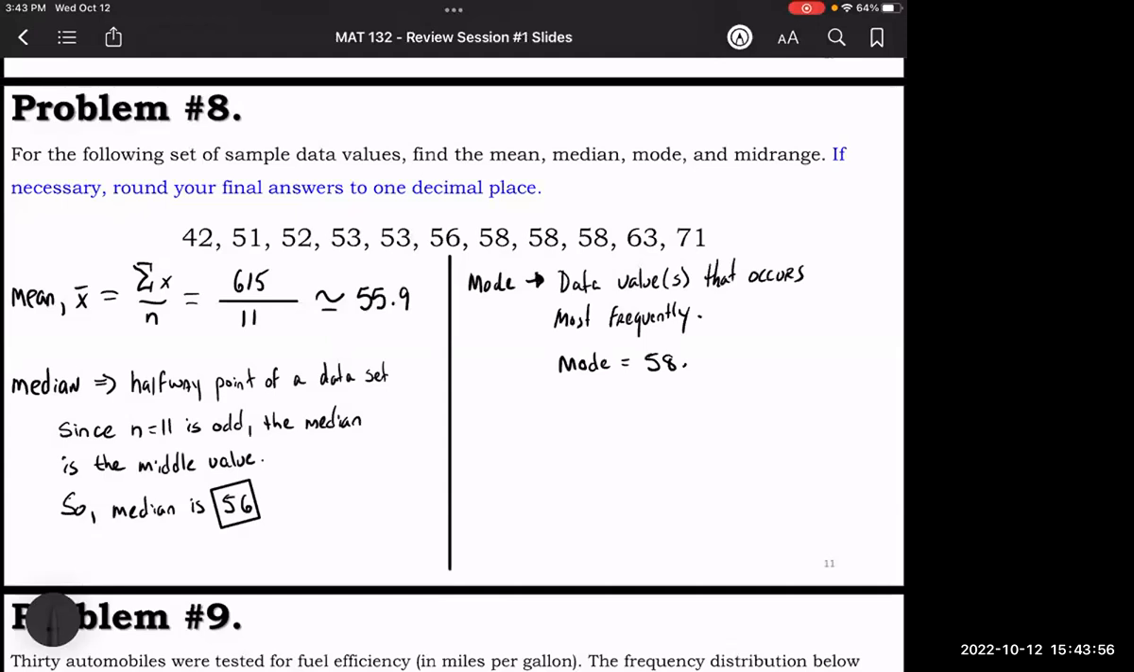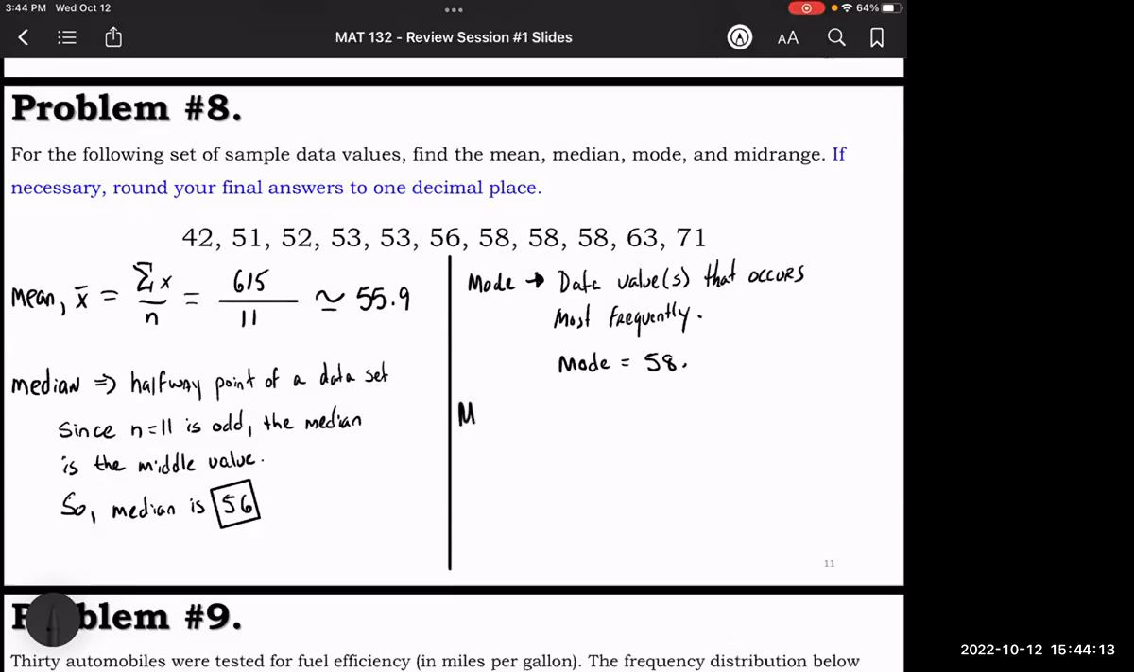Let's say if 53 appeared 3 times as well, then there would be 2 modes. Let's say none of the numbers repeated more than once. Then there's no mode. That's right. So those are your options with modes. It could be no modes, 1 mode, or multiple modes, 2 or more.